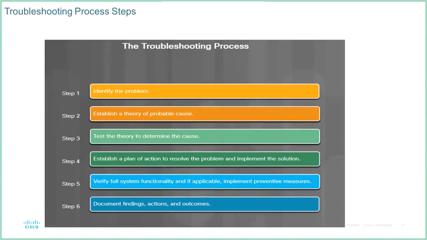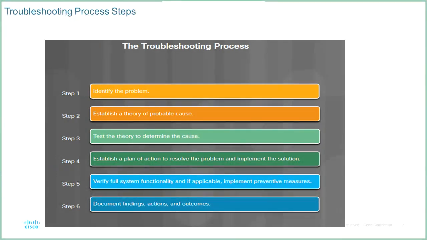So the first step is to identify the problem. You need to know what you're trying to fix. Second one is to come up with a theory as to what caused that issue to occur. Then the next step is to determine whether or not your theory was the cause of the problem. So try to work out, confirming the problem and the causes, you can come up with a plan to remove the issue and implement the solution.